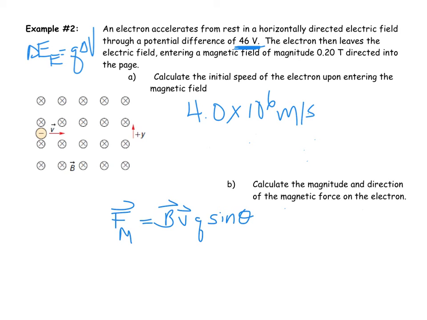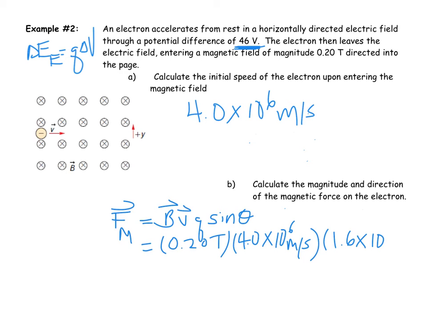So let's sub in the information that we know here. We know our magnetic field is 0.20 Teslas. We know it has a velocity of 4.0 times 10 to the power of 6 meters per second. We know that because we just figured that out in the last part of the question. And we know it's an electron, so it has a charge of 1.6 times 10 to the power of negative 19 coulombs.